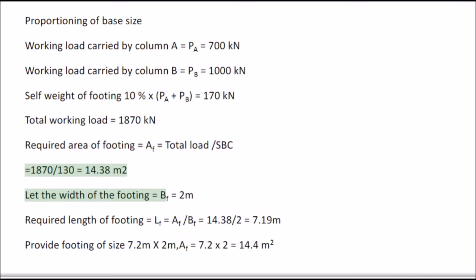Let the width of the footing equals BF equals 2 m. Required length of footing equals LF equals AF by BF equals 14.38/2 equals 7.19 m. Provide footing of size 7.2 m x 2 m. AF equals 7.2 x 2 equals 14.4 square meters.